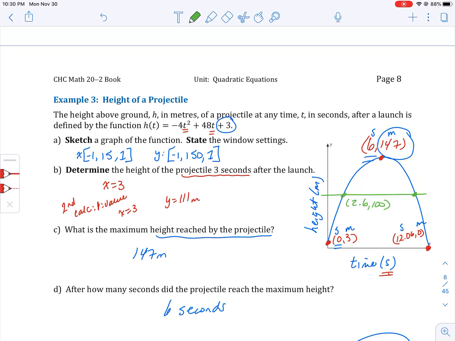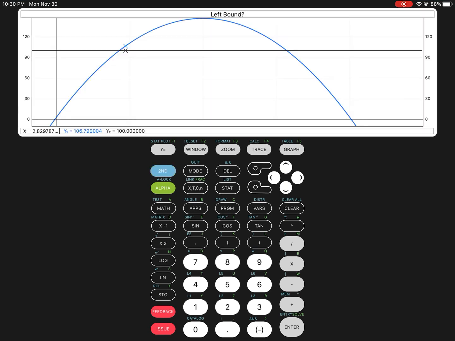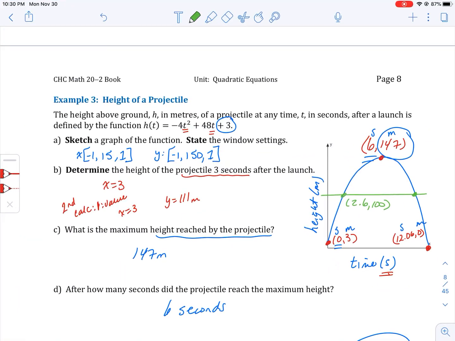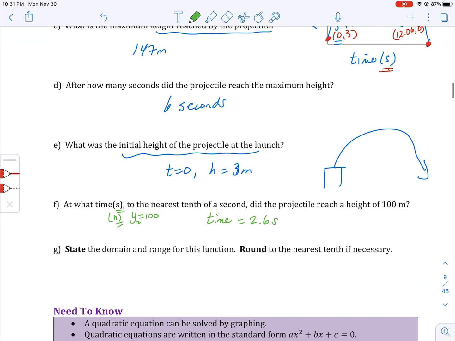Okay, and we have a second point over here. After the projectile reaches its maximum height, it comes down. So our second point would be, just scroll over. Again, we need a left boundary and a right boundary. And keep in mind, this is a little bit different than the TI-83. There's our value there, 9.42 or 9.4. So that's the second time, which would be 9.4.